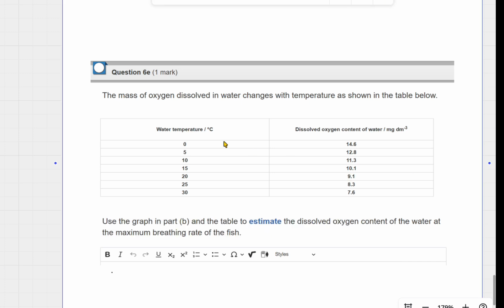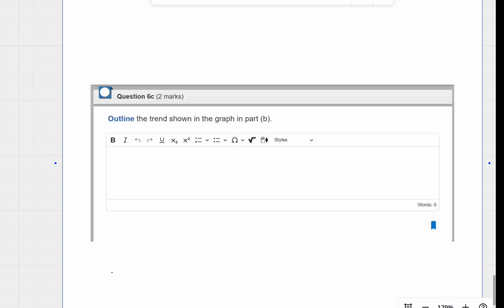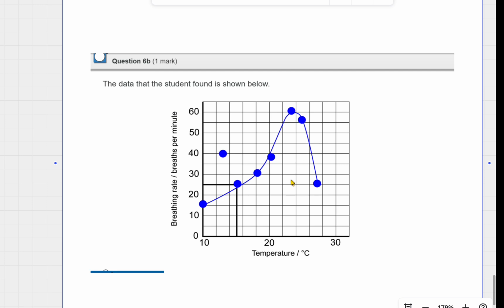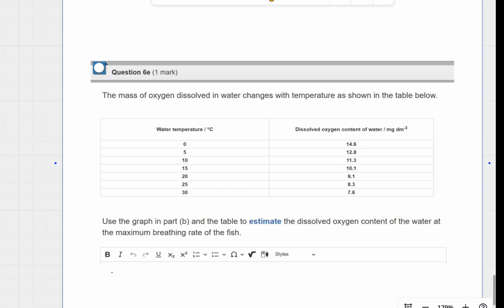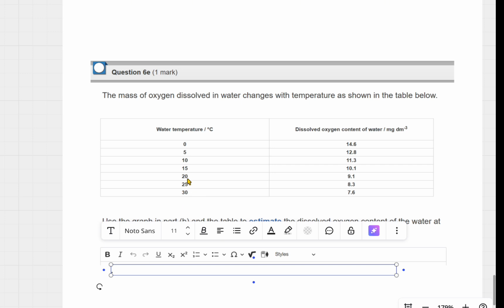If we go back to the other questions and look at the graph, we can see that the maximum value is somewhere between 20 and 25. We can just take that as a starting point. If we look at the values, we see this 20 and 25 over here. So we'll take a value between 9.1 and 8.3 because we don't really know, right? The graph is not that clear, being honest. So we'll just go with 9.1.